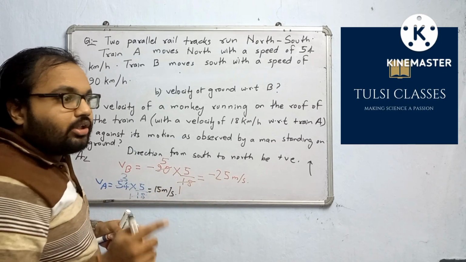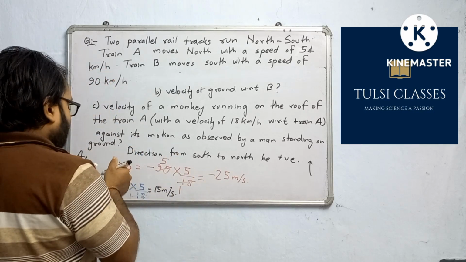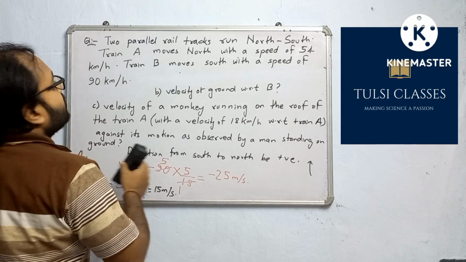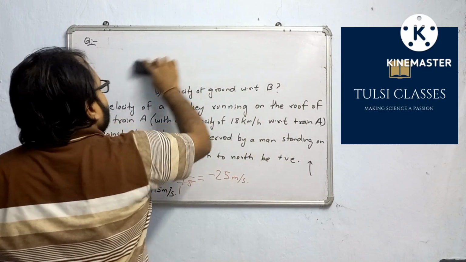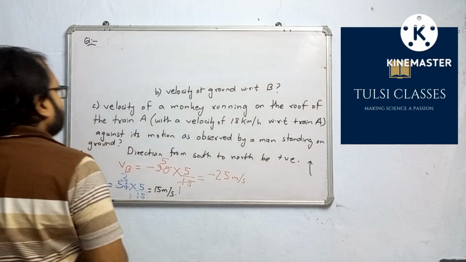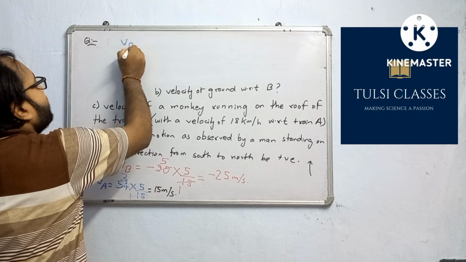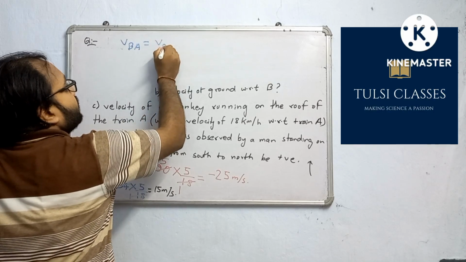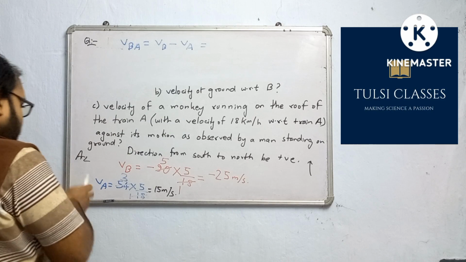We have to find velocity of B with respect to A. How will you find velocity of B with respect to A? I am erasing this. Velocity of train B with respect to A is equal to VB minus VA. How much will you get?